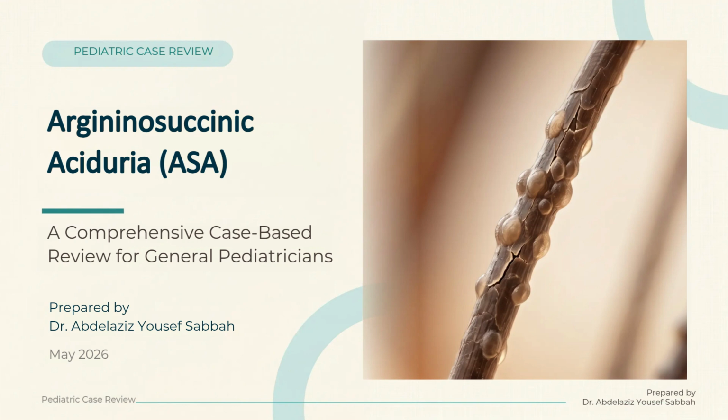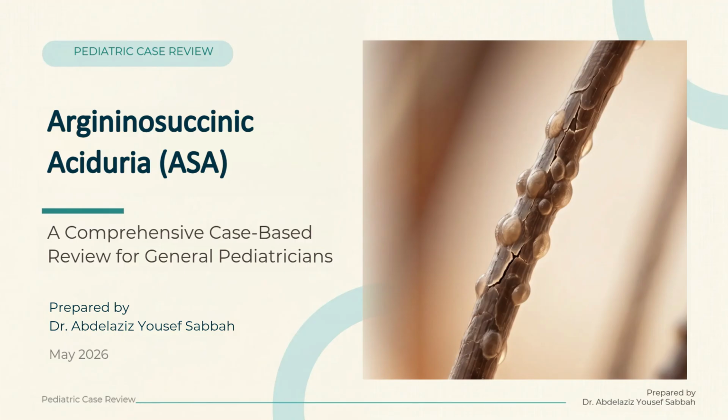Today's lecture is a comprehensive, case-based review of Argininosuccinic Aciduria, also called ASA, prepared for general pediatricians. Argininosuccinic aciduria is a urea cycle disorder caused by deficiency of the enzyme argininosuccinate lyase.